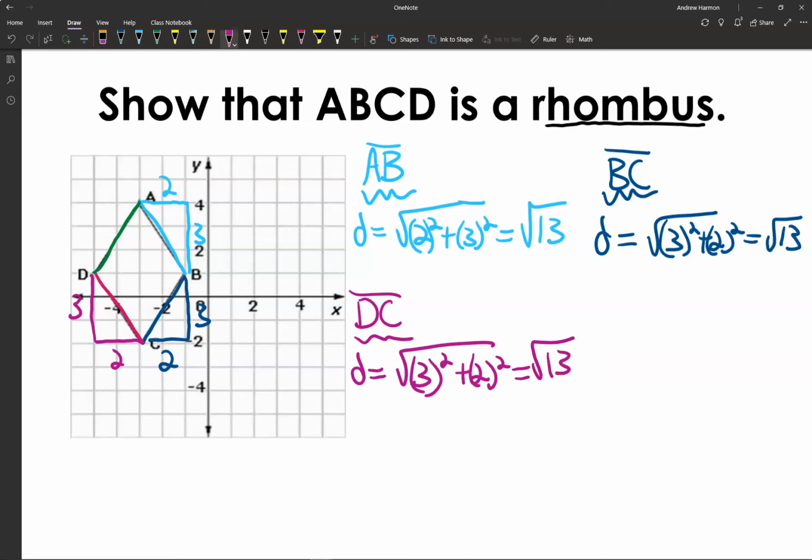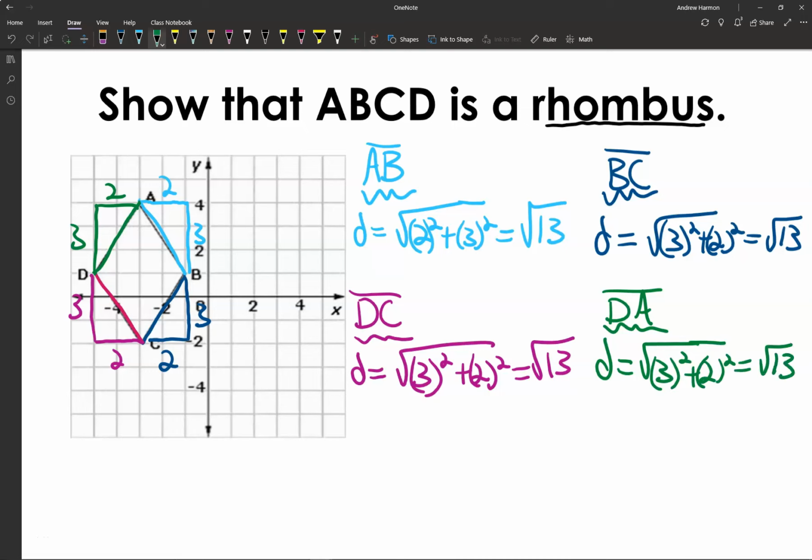And then finally, our last side here, DA. So for DA, we're going up 3 and over 2. So that's going to have a distance of the square root of 3 squared plus 2 squared, or the square root of 13. So if you look, all four sides are congruent to each other. They're all the square root of 13.